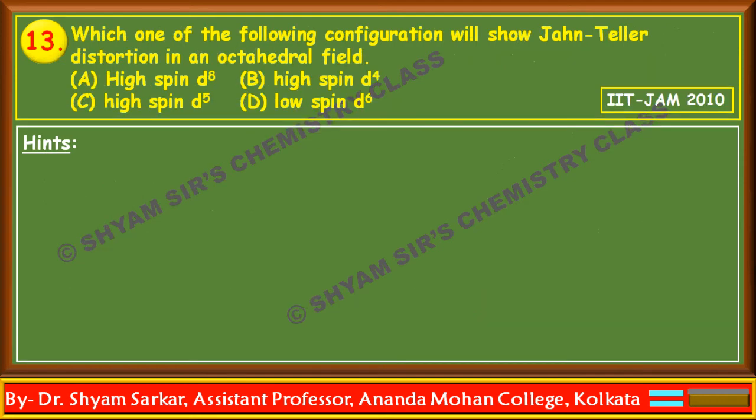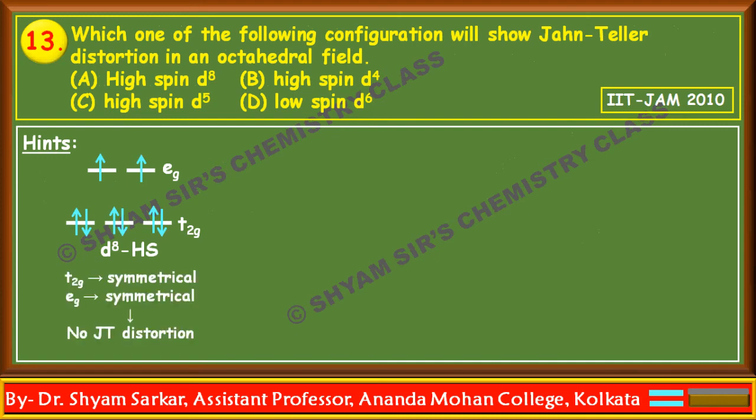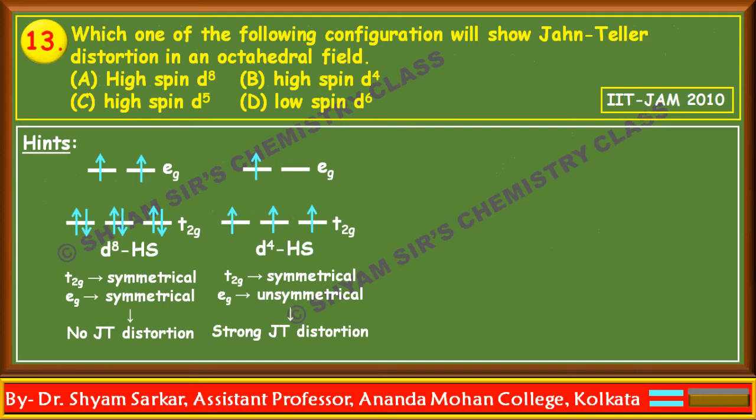Which one of the following configurations will show Jahn-Teller distortion in an octahedral field? 4 options are given. Option A, high spin d8, option B, high spin d4, option C, high spin d5, and option D, low spin d6. If you see the electronic arrangement of these 4 options one by one, in case of the first one, d8 high spin, t2g and eg both are symmetrically filled, so no Jahn-Teller distortion.